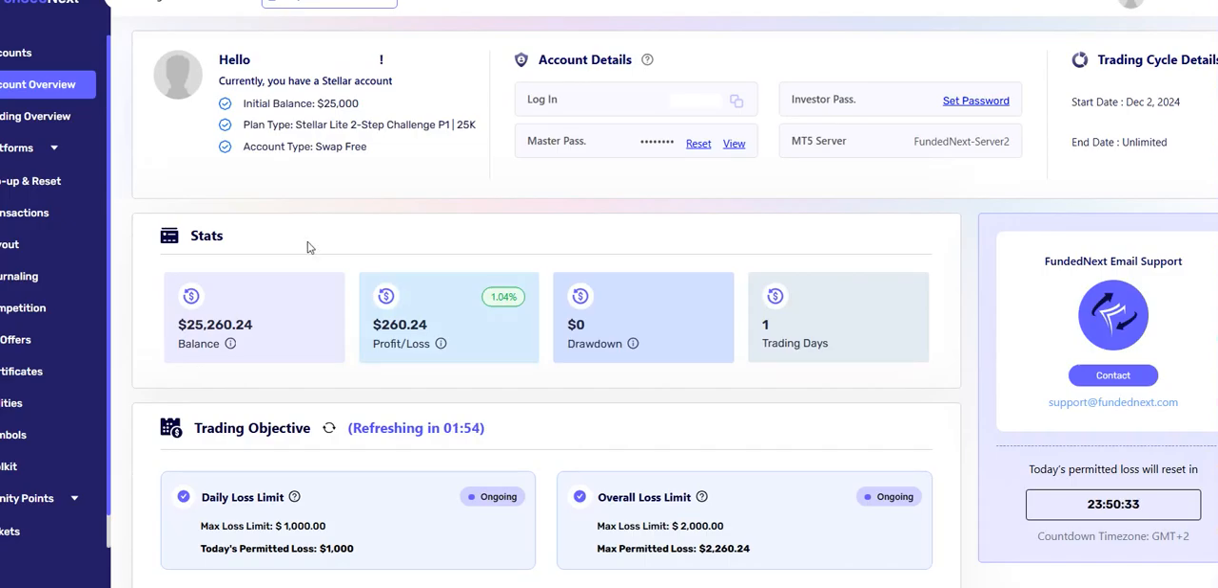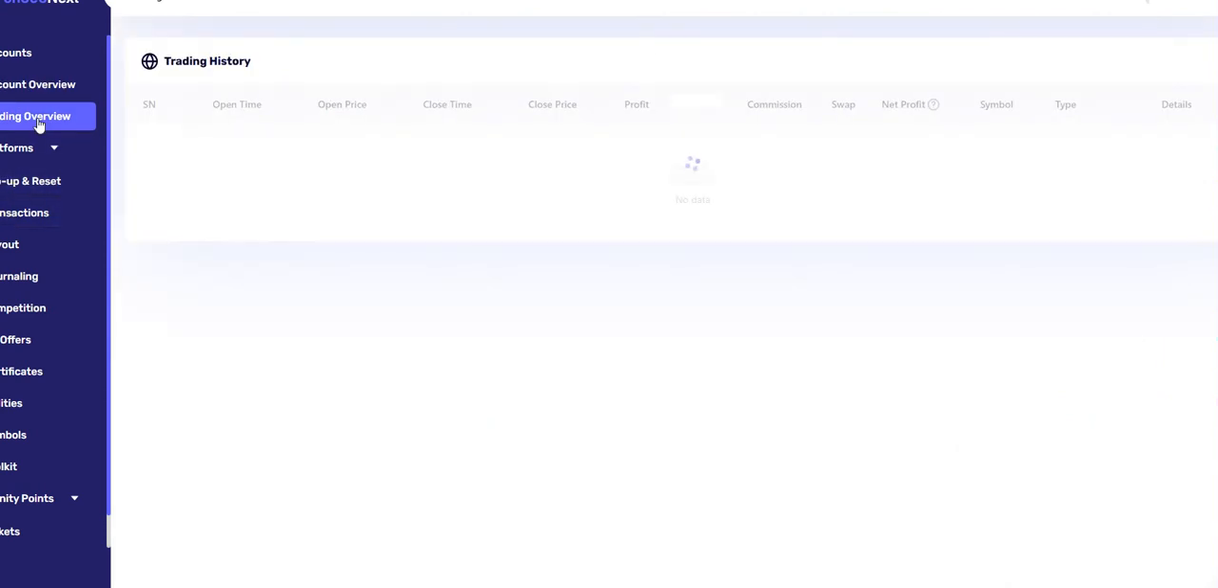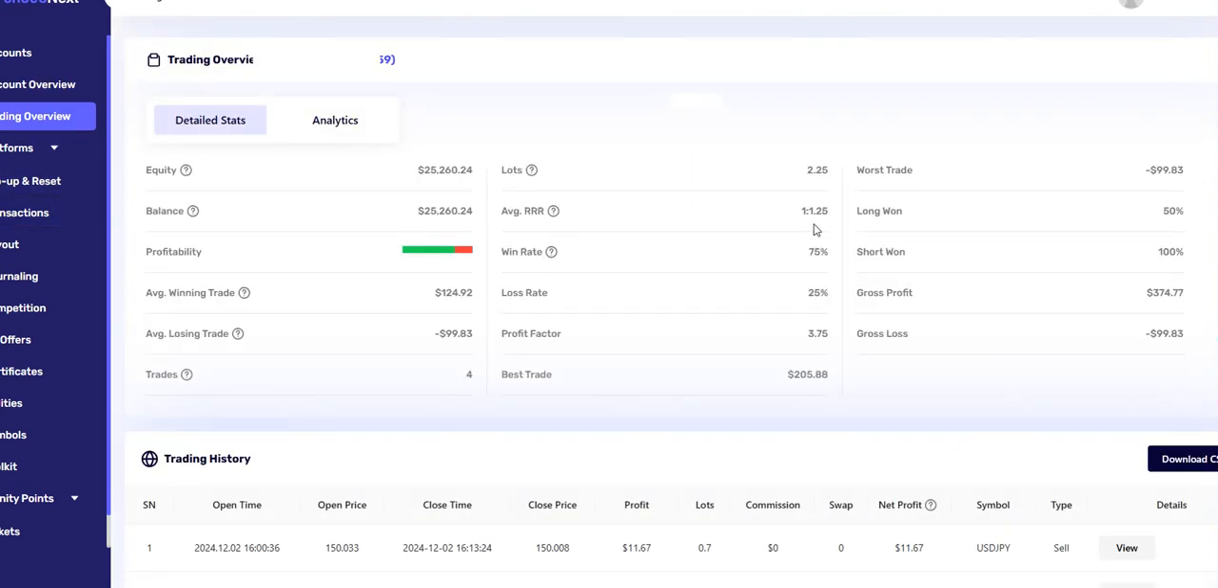So let's take a look at the trades that we got. Trading overview. Here we go. These are the stats I got so far. Risk reward you can actually see is there. Worst trade: it should be $80, but I think on this one I messed up the stop loss. We're going to find this out, and then long and so on and so forth.